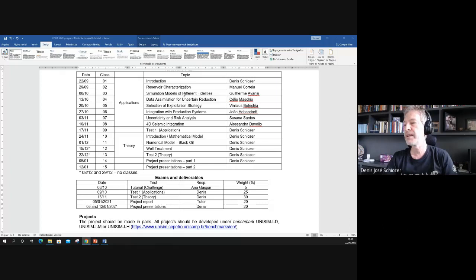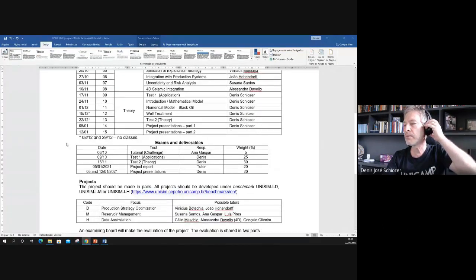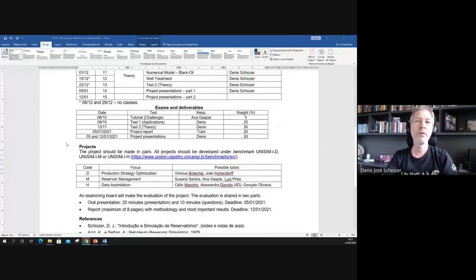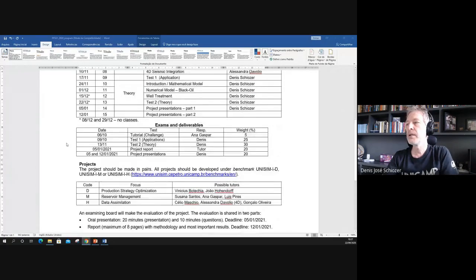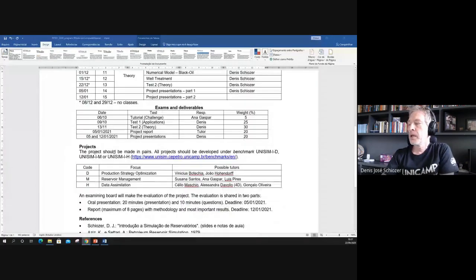So we're going to check all these details, depending on the number of students that are official in the course, and probably at the end of next week we're going to see. And we're going to have three types of possible tutors here in codes, but we're going to select tutors depending on the topic you select.